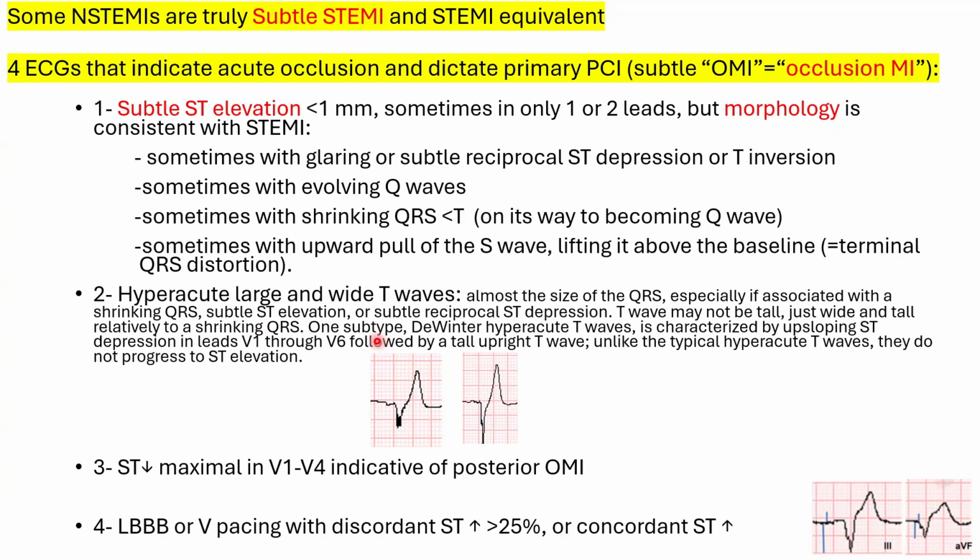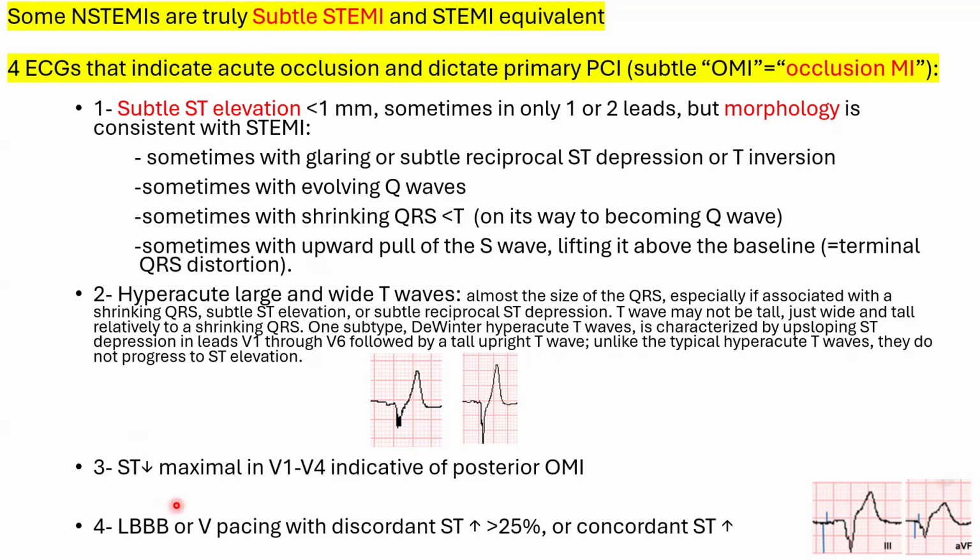One subtype, the de Winter hyperacute T wave, is characterized by an upsloping ST depression in leads V1 through V6, followed by a tall upright T wave. Unlike the classic typical hyperacute T wave, that de Winter pattern somehow never progresses to ST elevation. So those patients are stuck in the phase of hyperacute T wave even as their MI evolves. It doesn't have to be the de Winter hyperacute T wave. Any of those wide and or relatively tall T waves are concerning for STEMI.